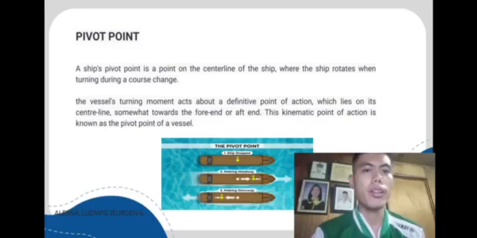Pivot point. A ship's pivot point is a point on the center line of the ship about which the ship rotates when turning during a course change. The vessel's turning moment acts about a definitive point of action which lies on its center line somewhat towards the fore end or aft end. This kinematic point of action is known as the pivot point of a vessel.